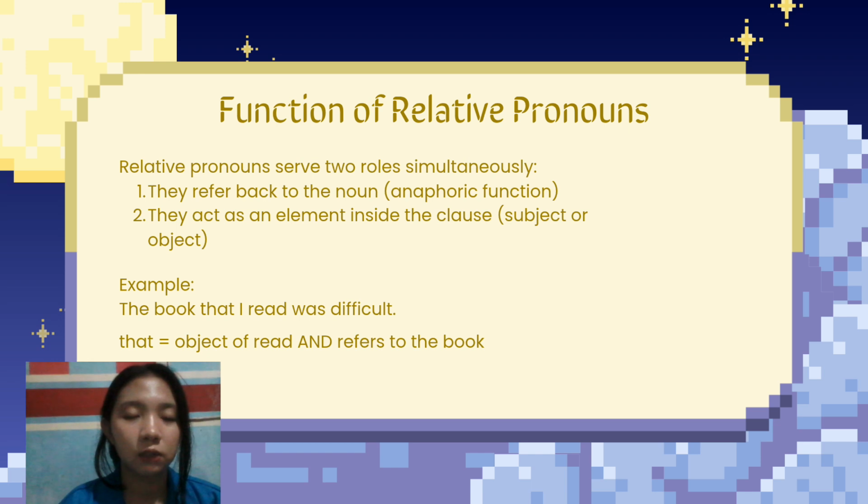Function of relative pronouns. Relative pronouns serve two roles simultaneously. The first is that they refer back to the noun, the anaphoric function. 2. They act as an element inside the clause, subject or object. An example sentence is, the book that I read was difficult. That is an object of read and refers to the book.